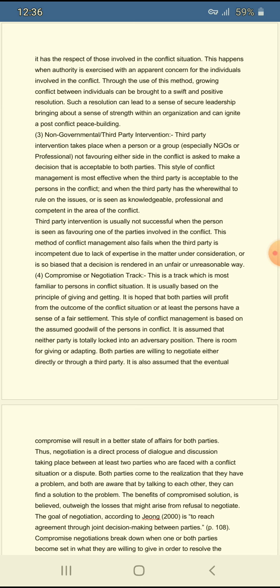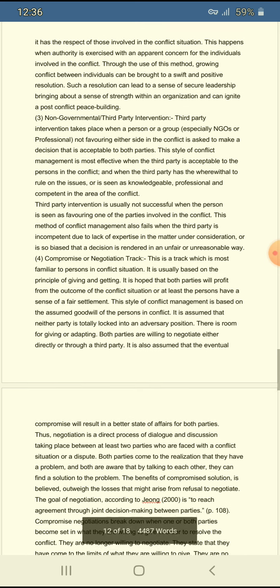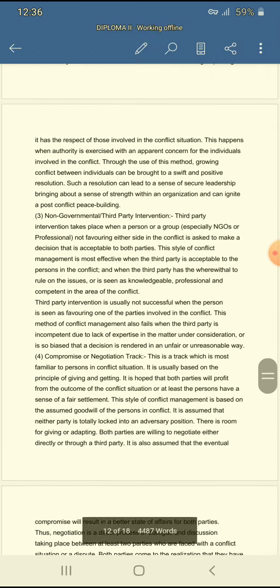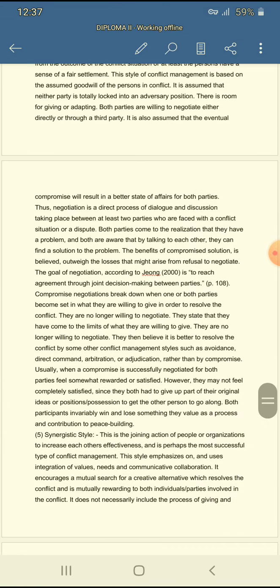And the fourth one is compromise or negotiation track. This is a track which is most familiar to persons in conflict situations. It is usually based on a principle of giving and getting. That's what negotiation is all about. It is hoped that both parties will profit from the outcome, and that is a win-win situation.